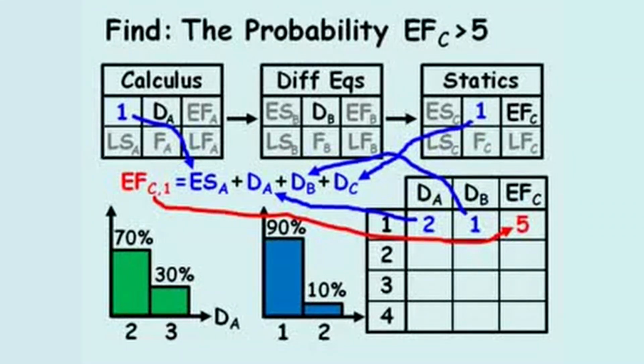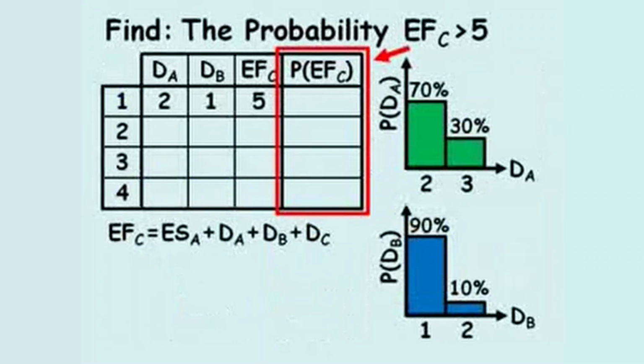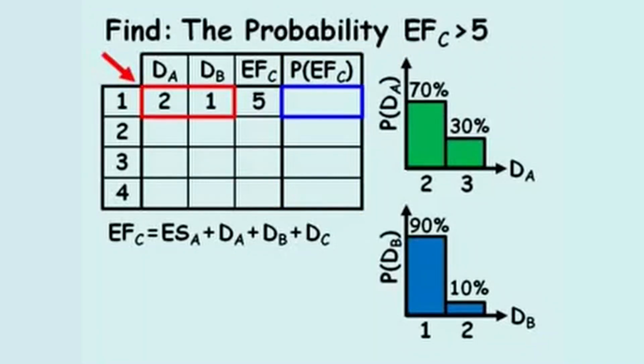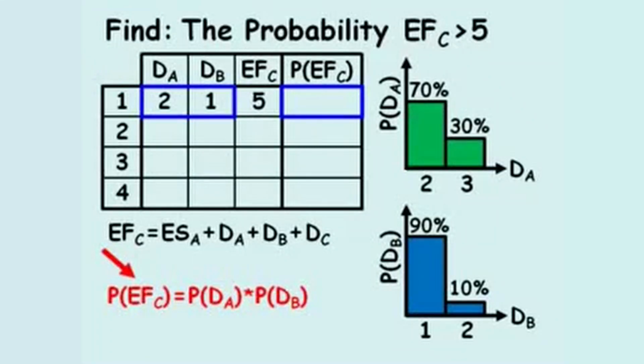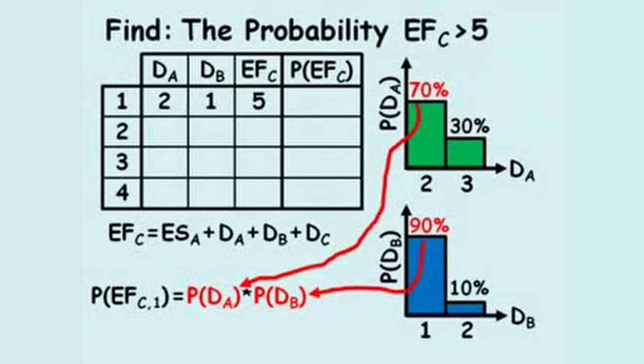Next, we'll reorganize our work and add an additional column to our table to account for the probability that that particular combination of durations will occur, which can be computed by multiplying the probability each individual duration will occur. So for this first combination, the probability of occurrence is 70% times 90%, which equals 63% chance of occurrence.